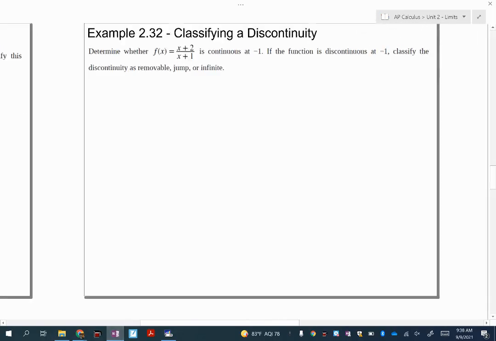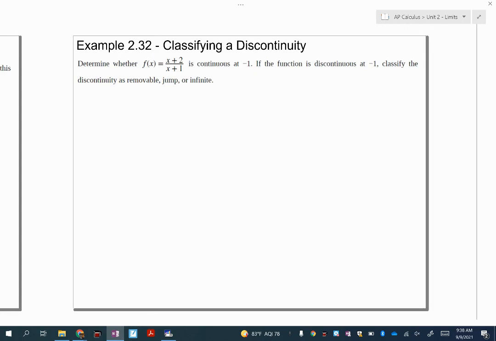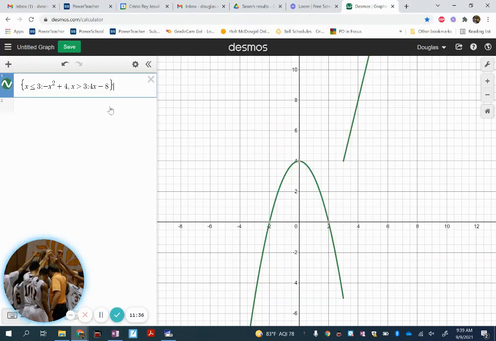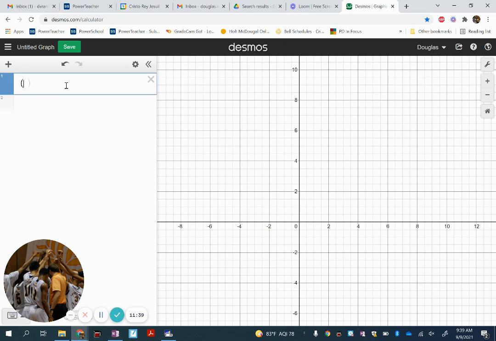Okay. This one here. Determine whether this is continuous at negative 1. If it's not, then classify it. So the moment I see this, I know it's a rational function, so I'm worried about a vertical asymptote at x equals negative 1. So I'm going to go into Desmos and plot it. I kind of already mentioned this earlier in the lesson, but I know what's going to happen here. I'm going to plot x plus 2 over x plus 1.